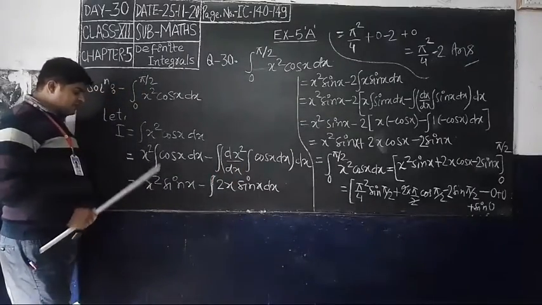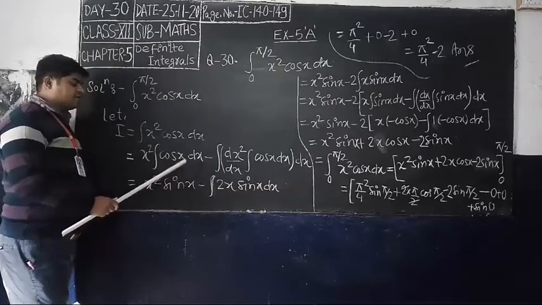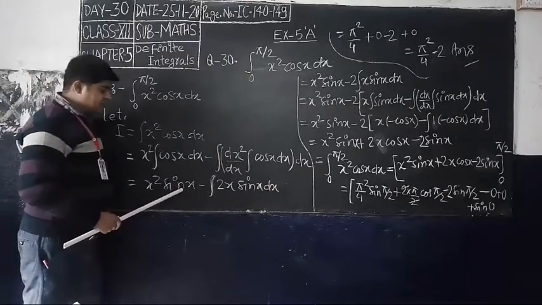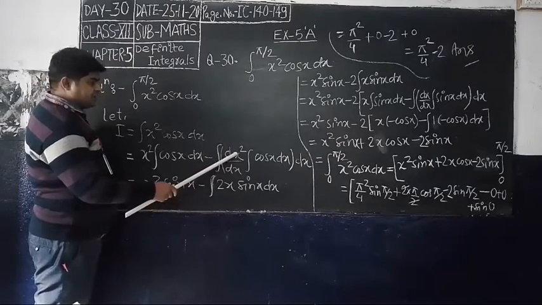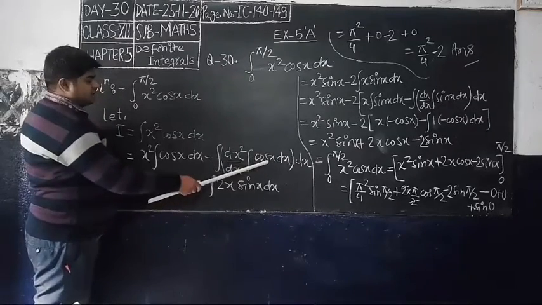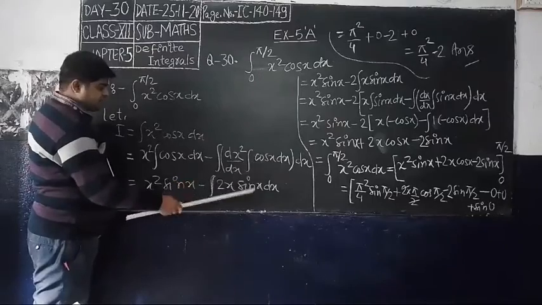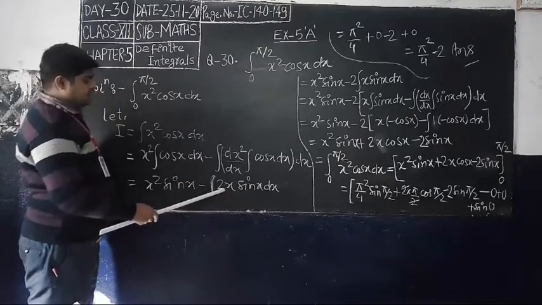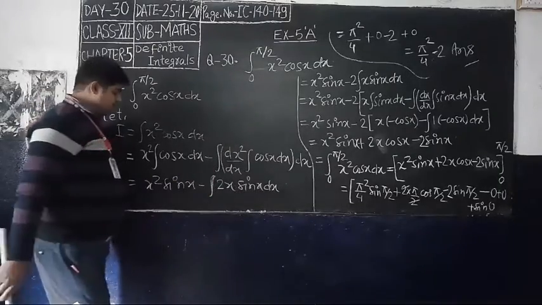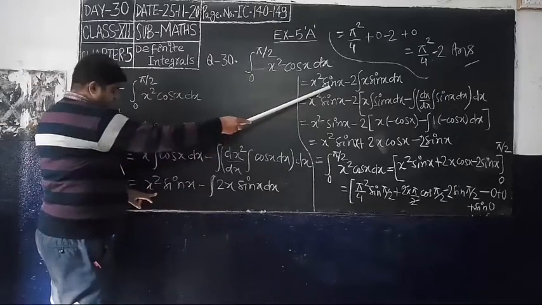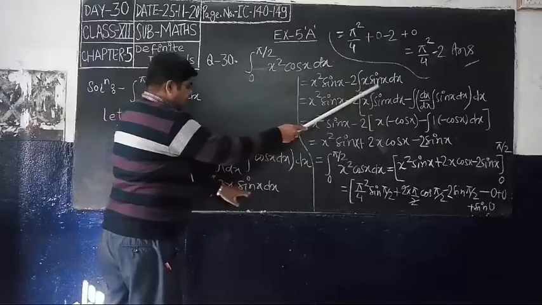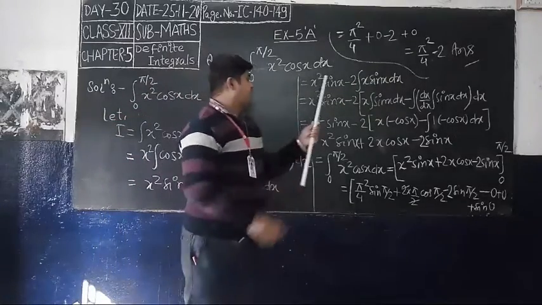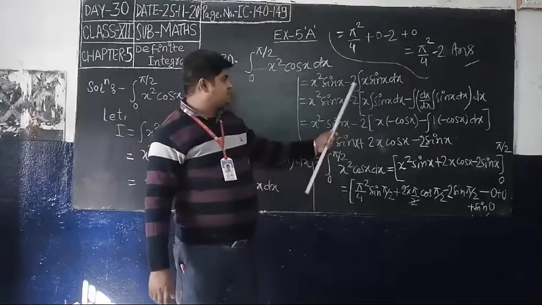Okay. x square, and you know the integration of cos x dx is equal to sin x, minus the integration of the first derivative of x square, 2x, times the integration of cos x, sin x. So integration 2x sin x dx. Now it becomes x square sin x minus 2 integration x sin x dx.